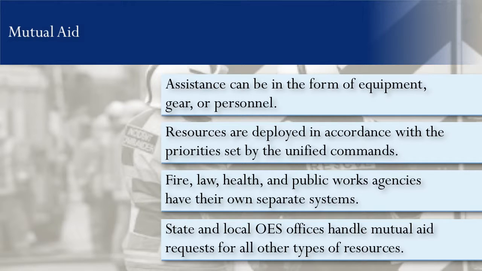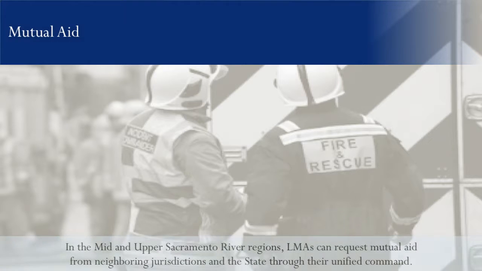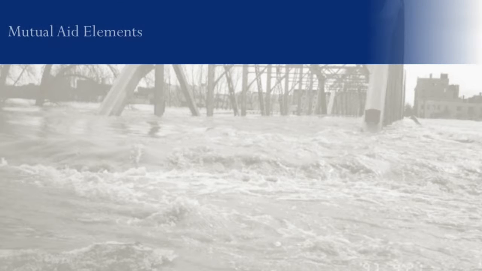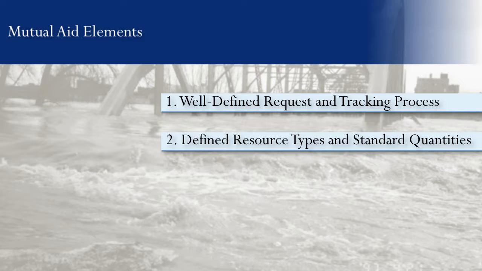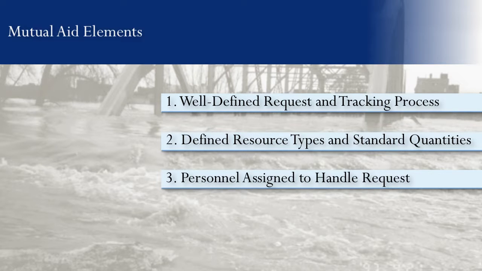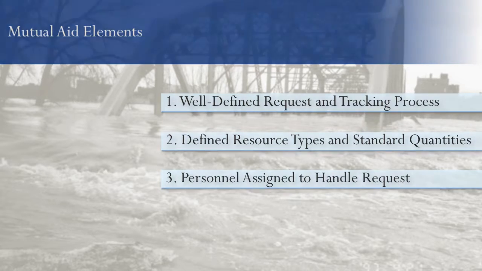In the Mid and Upper Sacramento River regions, LMAs can request mutual aid from neighboring jurisdictions and the state through their unified command. Every effective mutual aid system has 3 components: a well-defined request and delivery process, defined resource types and standard quantities, and personnel identified at each level of government to manage requests for the resource.